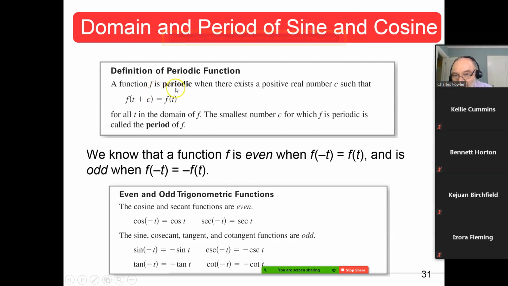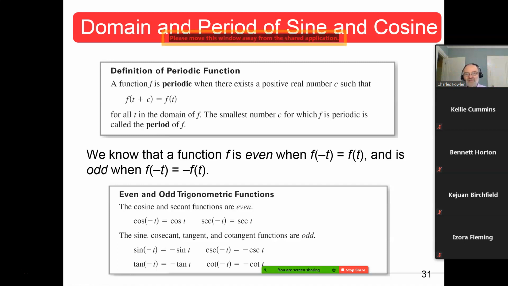Any function f is periodic when there exists some positive real number c such that f of t plus c is always equal to f of t. Okay? For every t in the domain of f. No matter where you are, if you add c to that t, calculate it, you'll wind up with the same value as you did for f of t. The smallest c for which that's true, for which f is periodic, is called the period of f. And for sine and cosine, that was 2 pi.